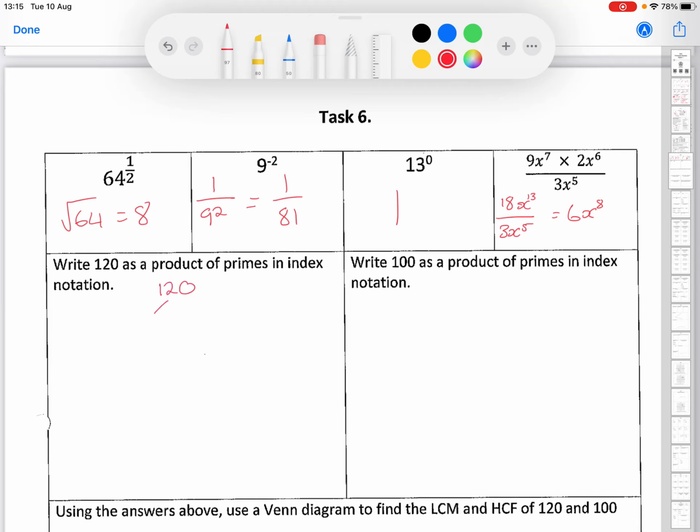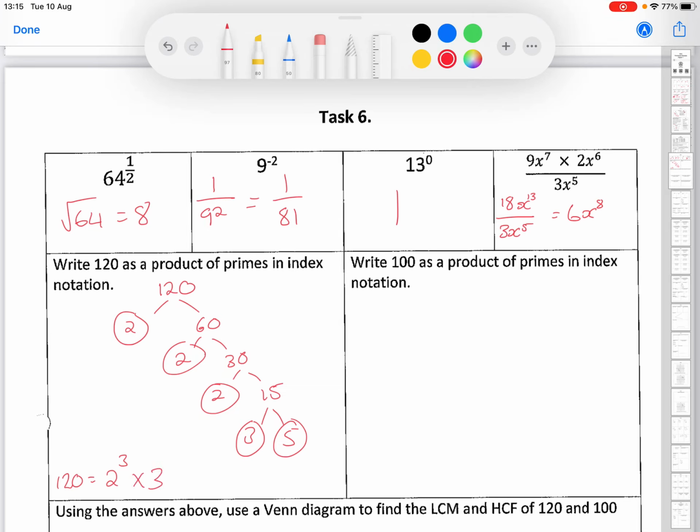Next one, we've got 120, product of primes. We need two numbers multiplied to make 120. We could do 2 and 60. Then we could do 2 and 30. Then we could do 2 and 15. There's a lot of 2s. Then we could do 3 and 5. So this can be written as 2 to the power of 3, because we've got 3 2s, times 3 times 5. 100, again, we could do, well, let's do it a bit differently.